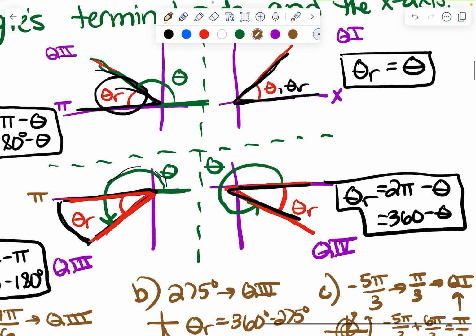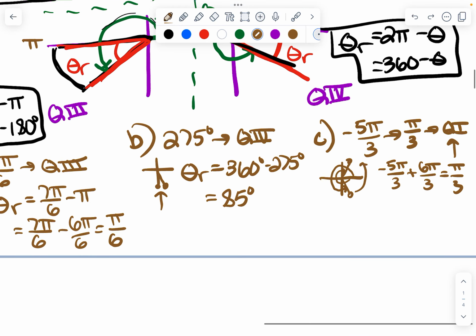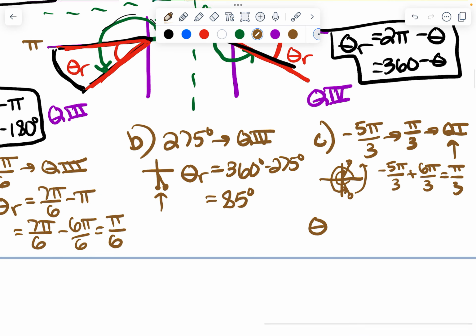So in quadrant 1, your reference angle is the angle itself because it's already less than 90 degrees. And because theta sub r is equal to theta, that means theta sub r will be equal to pi over 3.